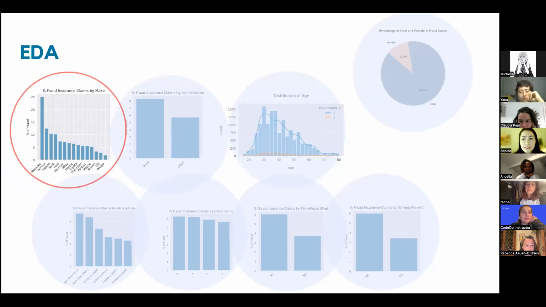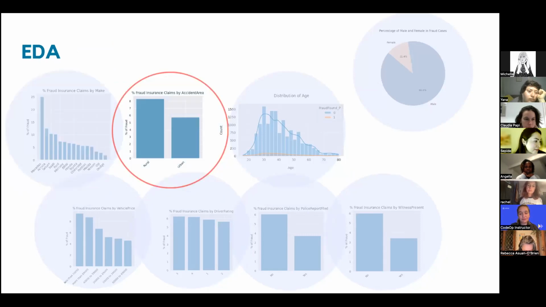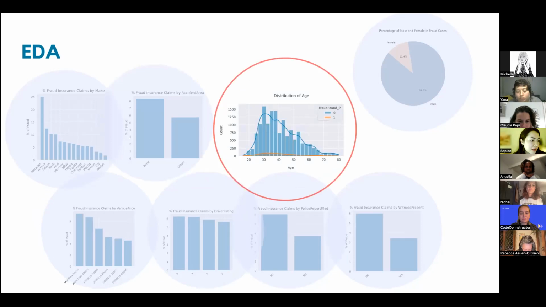And we wanted to see if any car brand has more fraudulent cases. And as you can see, Mercedes won the game here. And here we wanted to see the distribution of fraud cases in the areas, whether it's more in urban areas or rural areas. And there's not much difference, I can say. And we had a look at the distribution of age. So we wanted to see if any specific age group is committing fraud more than others.